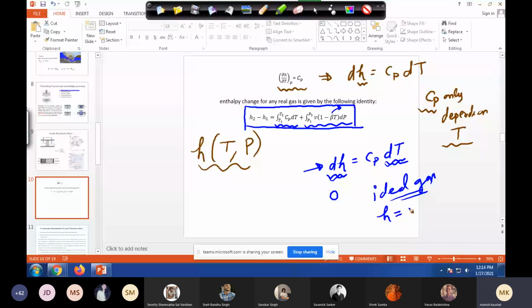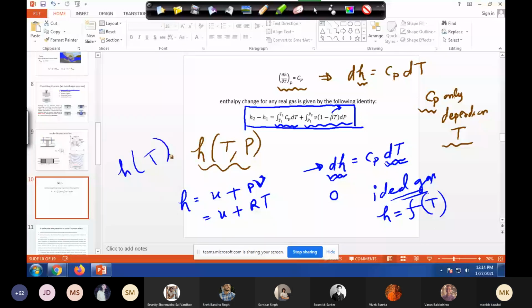Can anyone prove that? It's very quick. H equals U plus PV. And what is PV for an ideal gas? If you take specific volume, it is RT, right? So H is only a function of T. So in that case, you can write dH equal to Cp dT.